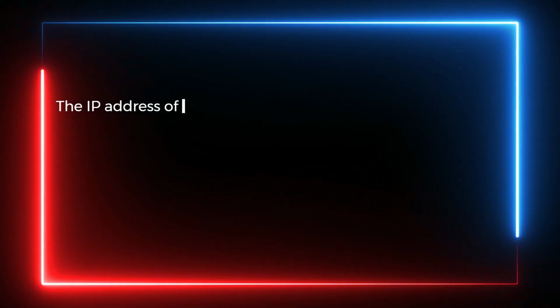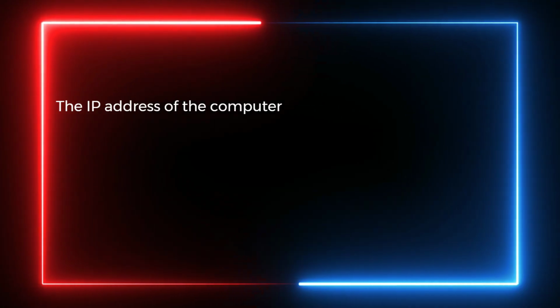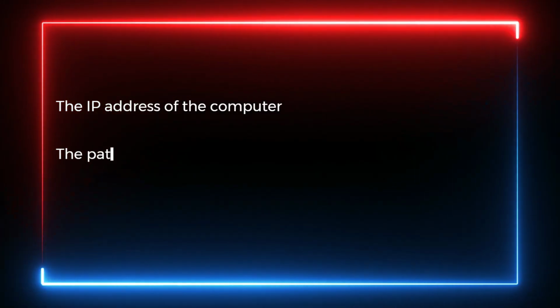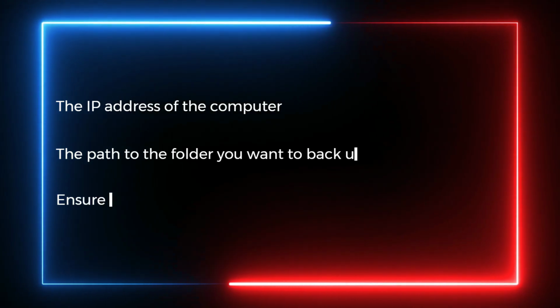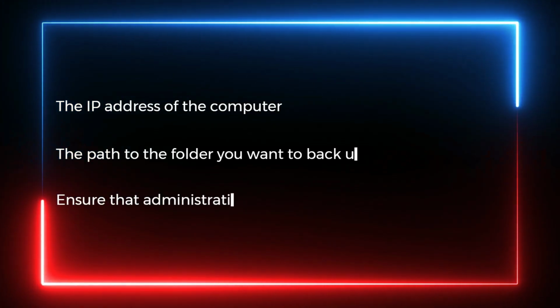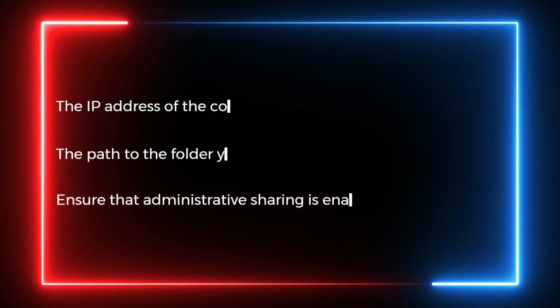It's very simple. First, you need to prepare the following information. 1. The IP address of the computer you want to add to the batch file. 2. The path to the folder you want to back up. 3. Ensure that administrative sharing is enabled on the new computer. Then, open the file and do the following.